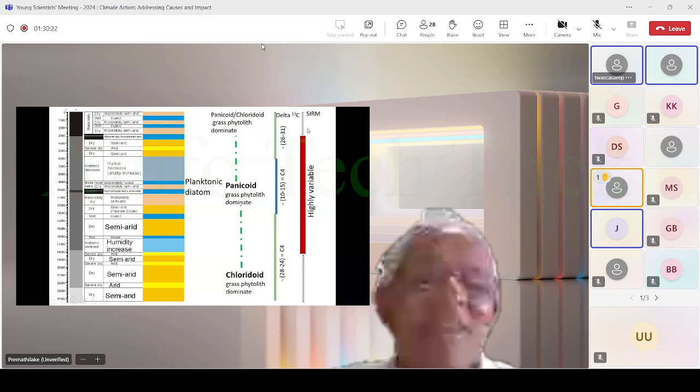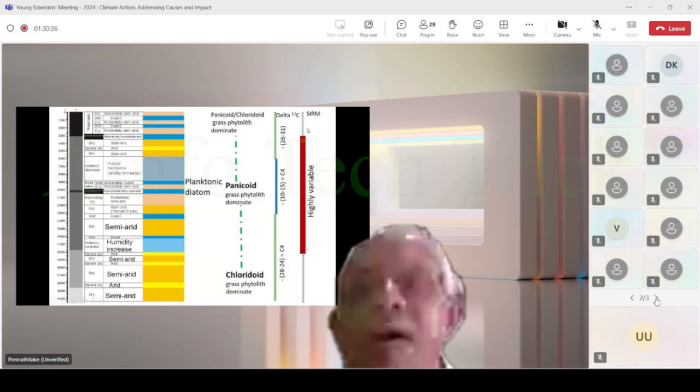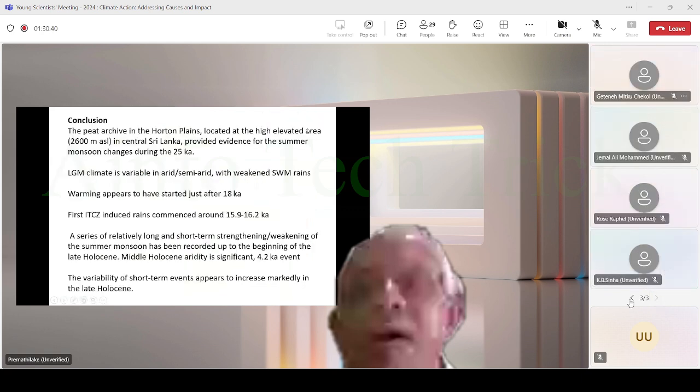Yes. Especially I would like to know about the 4.2 event. Indian summer monsoon decline has been reported even from the Indian subcontinent. So do you see a signal of the northeast monsoon also declining during that time, the 4.2 event especially? Yes, excellent. These patterns are completely opposite to the northeast monsoon.